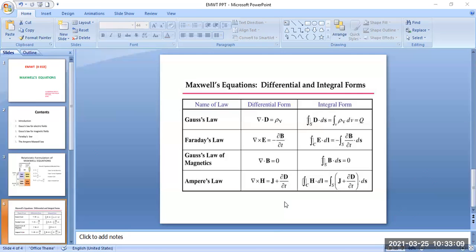So finally, we conclude that Maxwell's equations are used for deriving the wave equations of electromagnetic waves, deriving the relationships between the electric fields and the magnetic fields, and calculating the Poynting vector or Poynting theorem, and also deriving the wave equations for the conducting medium, wave equations for the dielectric medium, and wave equations for free space. Okay, so this is about the Maxwell's equations.